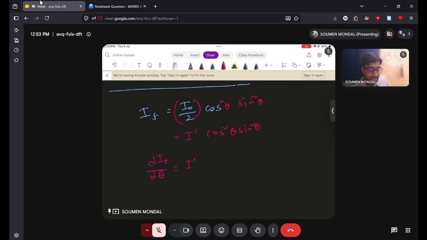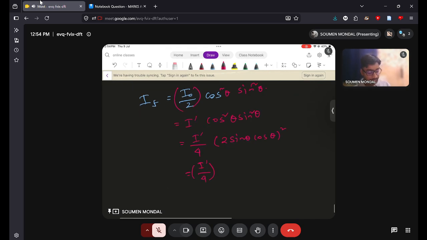I can apply some trick here before doing the derivative. Better to bring a 4 here, so let me apply a trick. So I naught by 4, then it will be 2 sine theta cos theta squared. So it will be I prime by 4, it really doesn't matter what the constant part is, sine square 2 theta. Sorry, my bad, yes, it's sine 2 theta.